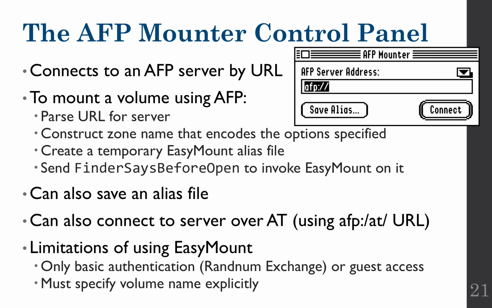It works with that. You can also have an option to just save the alias file, and then you can just double click on it later to open it and drag it to your desktop if you want, which can be a convenient way to open things. So that's how it works. It actually does work with AFP over AppleTalk as well as AFP over TCP. Not that you necessarily want to use it for that, but the option exists using this AFP:AT/URL format.